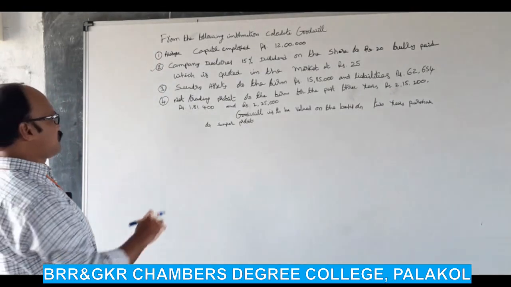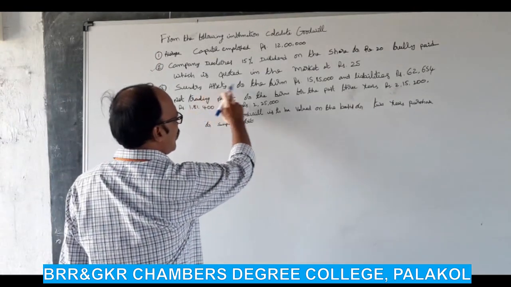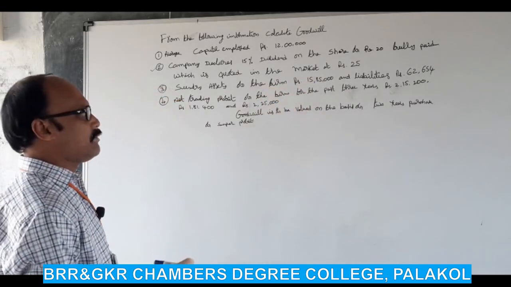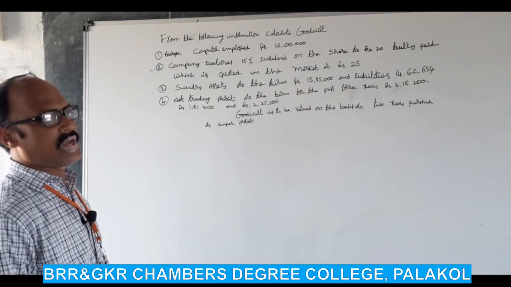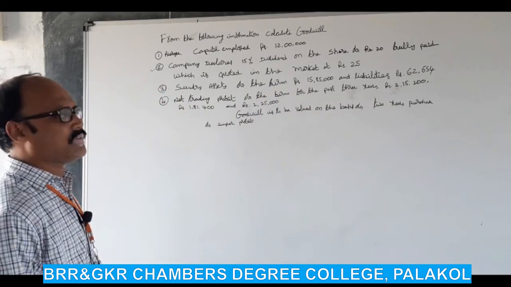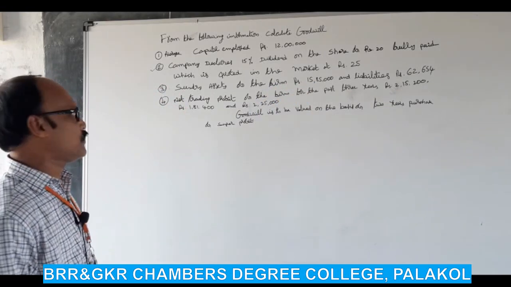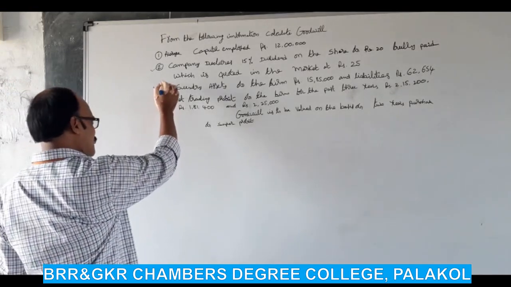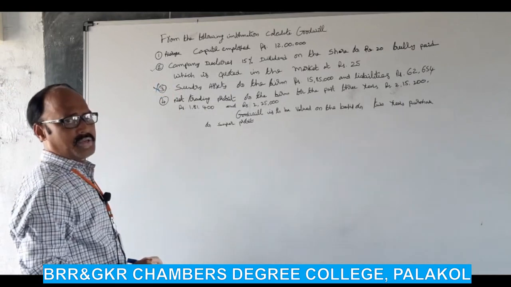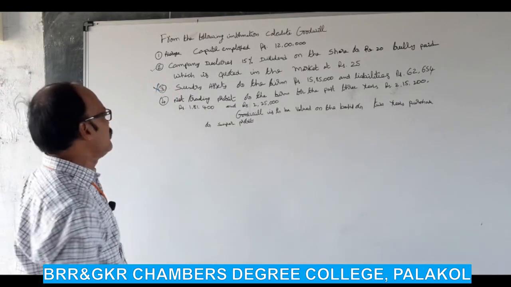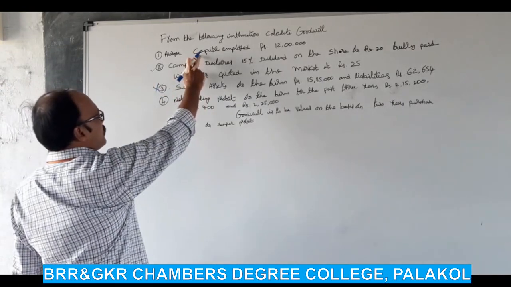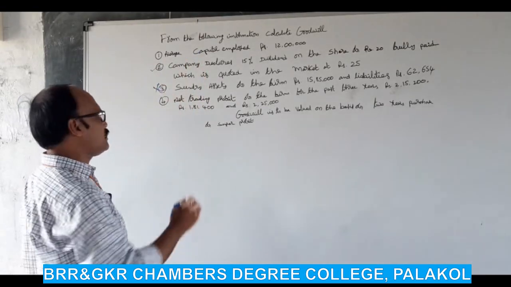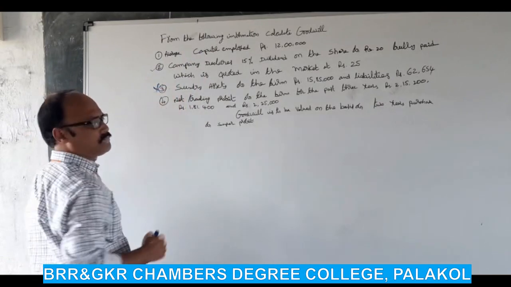Next one, sundry assets of the firm rupees 15,85,000 and liabilities 62,564. This information is also not necessary at this moment. Because why? The capital employed information is directly available in this problem. That's why this information is not essential.